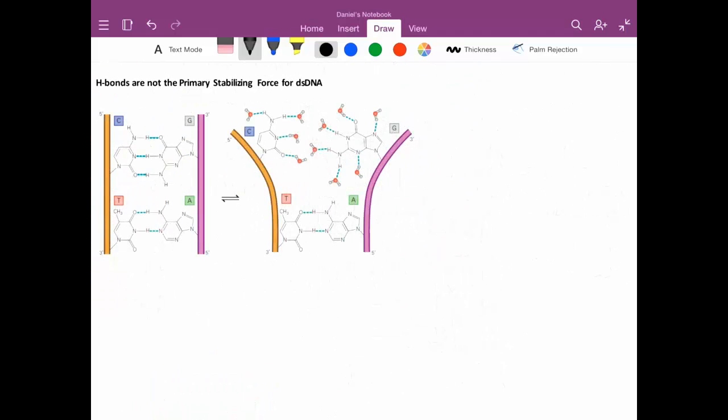The final thing I want to get across about hydrogen bonding with regards to biopolymers is that hydrogen bonding is actually not the primary stabilizing force for the formation of double-stranded DNA in an aqueous solution. And let's go into depth a little bit for that. So we know from many studies that double-stranded DNA is very stable in water. So there has to be some sort of intermolecular force that causes this to occur.